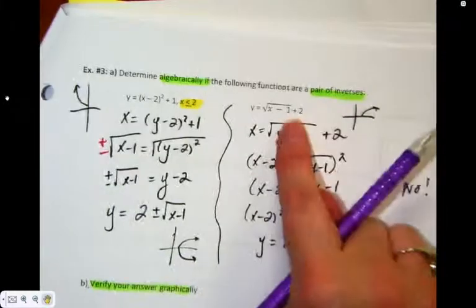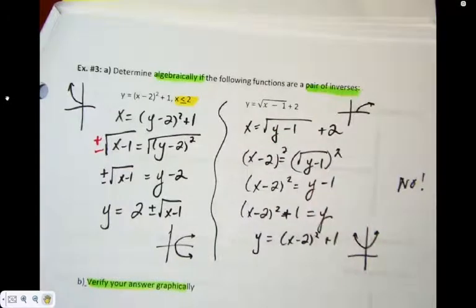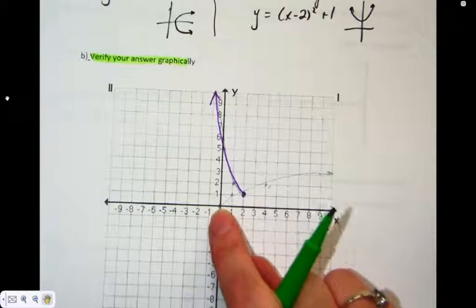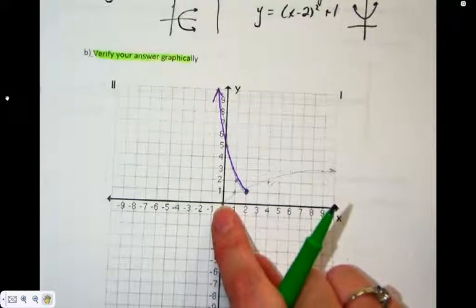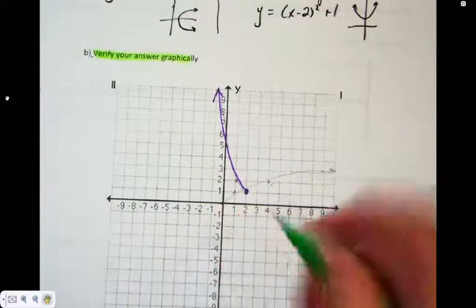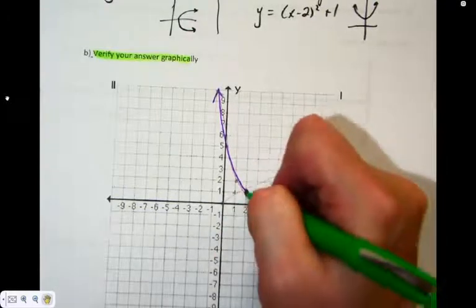Now we just need to do our transformations here. What are our transformations? Perfect. So we're going to take each point. We're going to count. 1 to the right and 2 up.